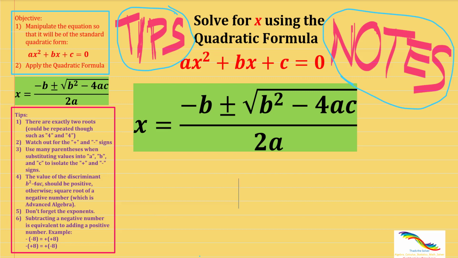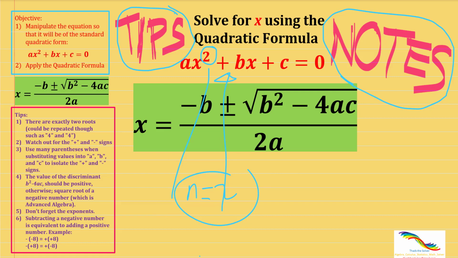There are two. Exactly two. Not 3, not 4, not 1, but exactly 2. This is due to the fundamental theorem of algebra, where if you have an algebraic polynomial equation of degree n, in this case n equals 2, then you'll have exactly n roots.